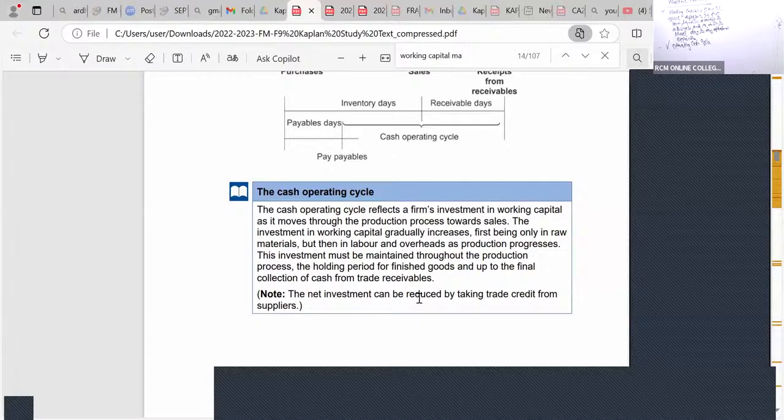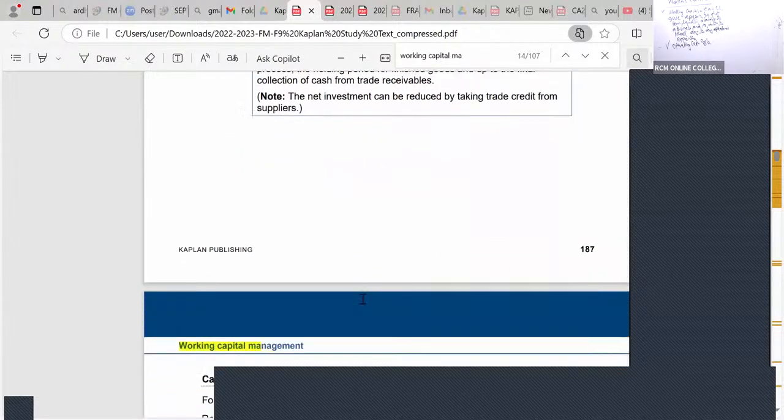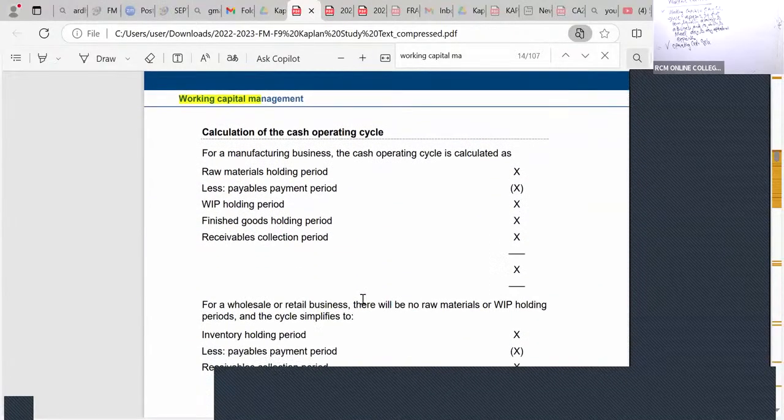Note, the net investment can be reduced by taking trade credit from suppliers. Very important. For a manufacturing business, the cash operating cycle is given as follows. How much have we invested in raw materials in terms of days? How much in work in progress? How much in finished goods? How much in receivables? Any payables we get will be a relief, because payables means other people coming to finance our operations. So payables days, we subtract.